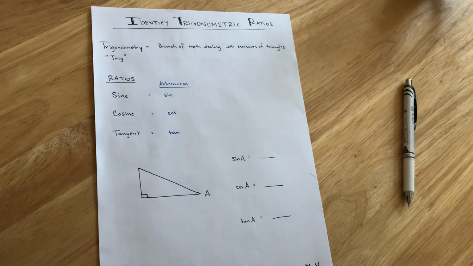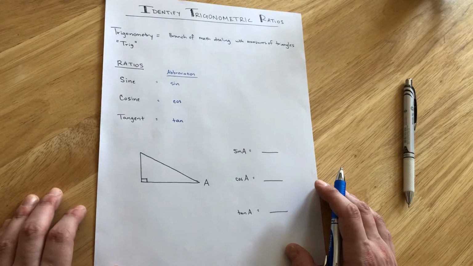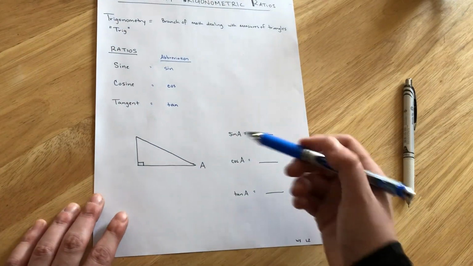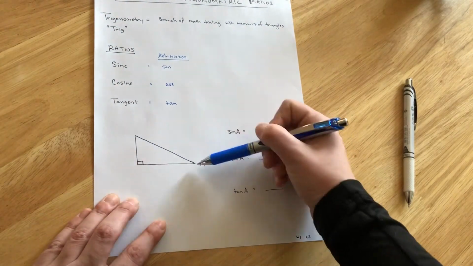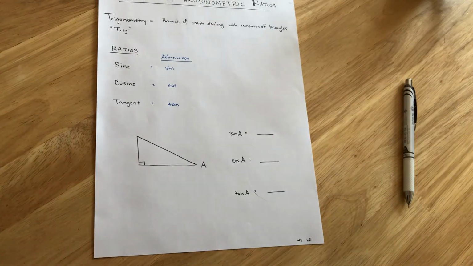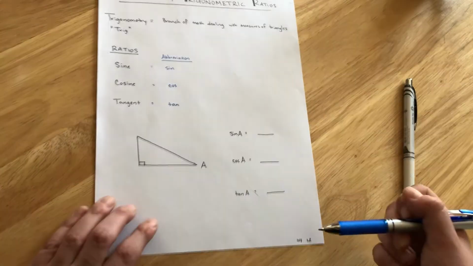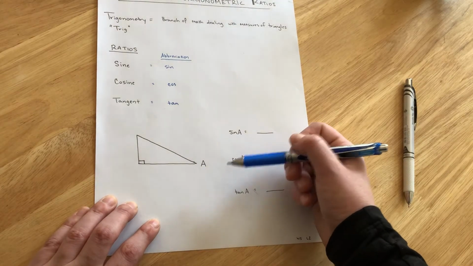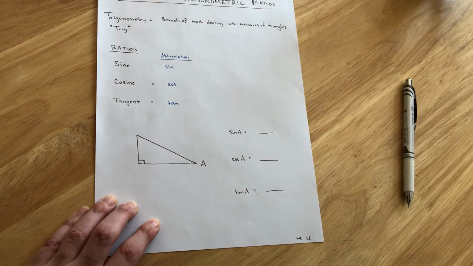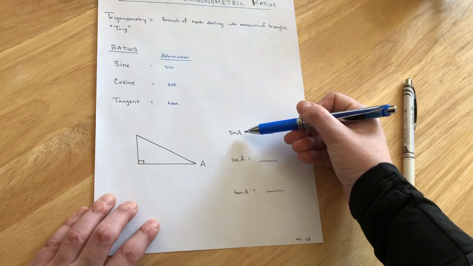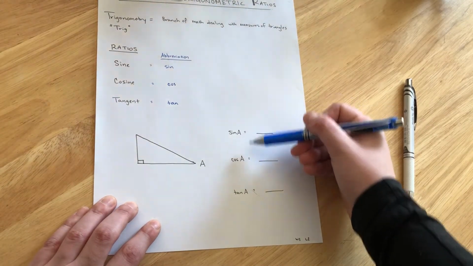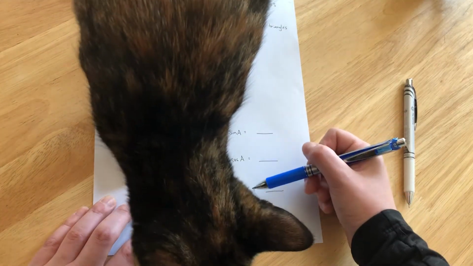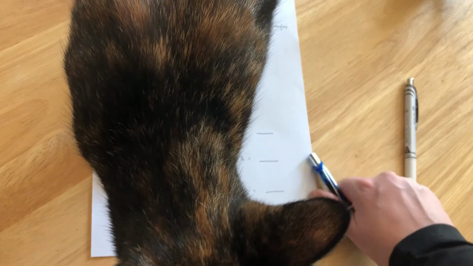Okay, so these three ratios, what does this even mean? How can we write these out? Well, if we look down here at this right triangle, that's key. It's only going to be true for right triangles. And we're looking at angle A. It's the only angle that's labeled with a letter. So what we're going to be writing is a sine ratio for angle A, a cosine ratio for angle A, and a tangent ratio for angle A.